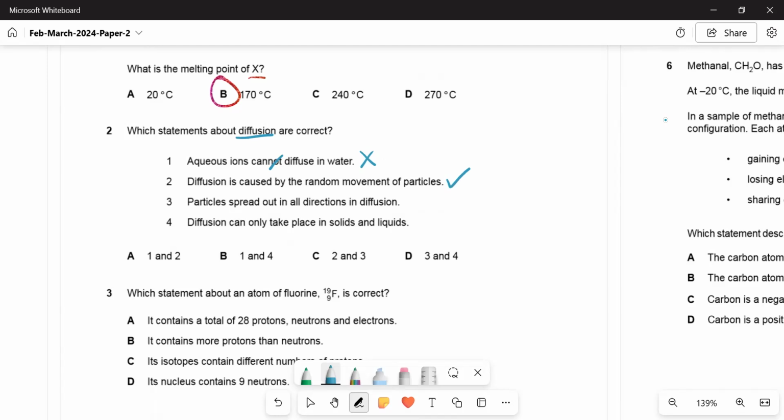Particles spread out in all directions in diffusion. This is also correct because when the particles move from higher concentration to lower concentration, they just spread out into the whole area. So they move randomly in all the directions. Diffusion can only take place in solids and liquids. This one is wrong. So the answer here is C. 2 and 3 are correct.